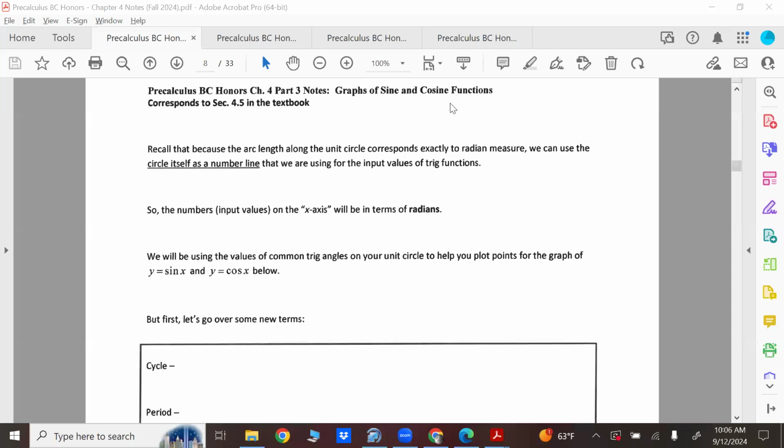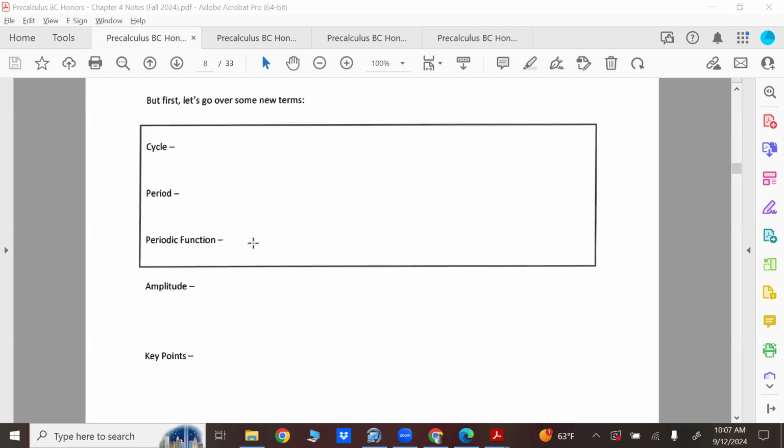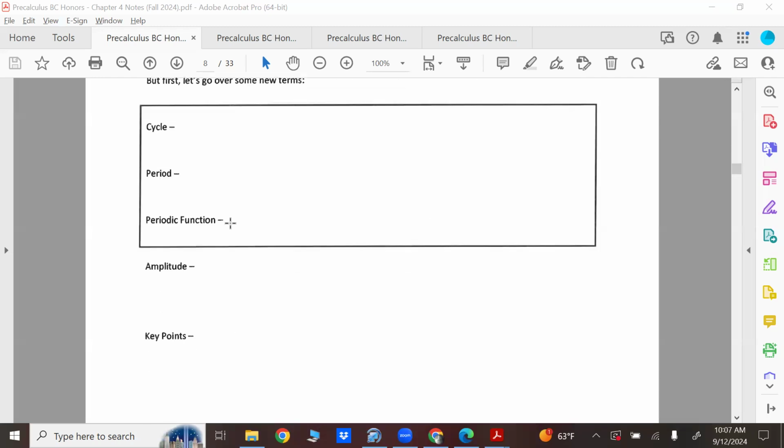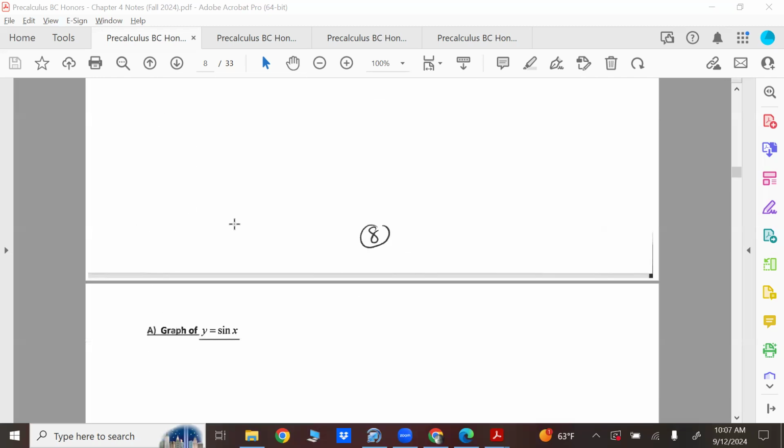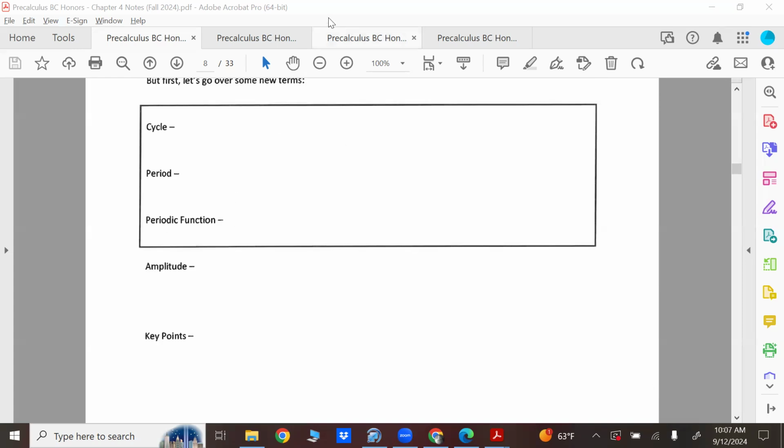That's fine. Okay. So recall that because the arc length along the unit circle corresponds exactly to the radian measure, we can use the circle itself as a number line when we're using it for input values for trig functions. So when we graph sine and cosine, it's basically taking coordinates on the unit circle and plotting them onto a coordinate plane. It's like unraveling the unit circle when you graph a sine or cosine graph. So just some terms to make sure we're comfortable with, and then we'll talk about key points and how the sine and cosine graphs look.